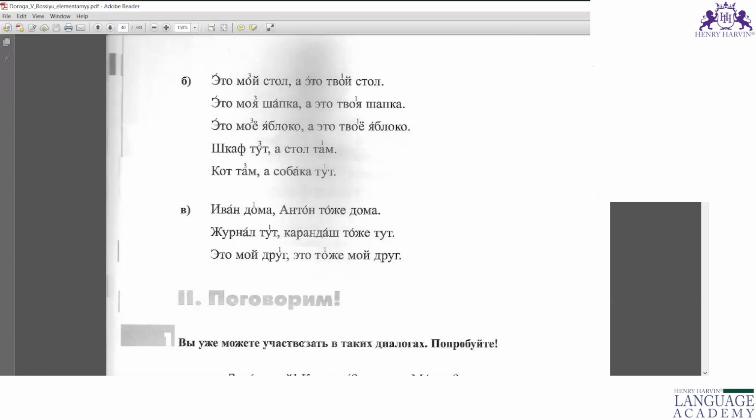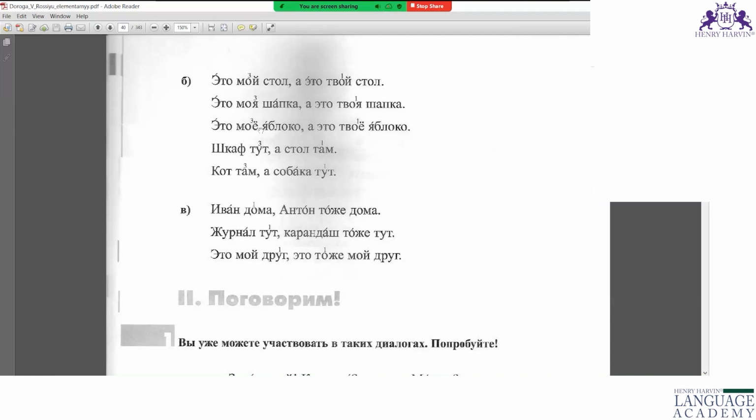Okay, same we have here, это мой стол. Then we have a comma and а это твой стол, and that is your table. Это моя шапка, а это твоя шапка. This is my hat, and that is your hat. Это мое яблоко, а это твое яблоко. This is my apple, and that is your apple. Шкаф тут, а стол там. The cupboard or wardrobe, doesn't matter in Russian, is here, and the table is there.